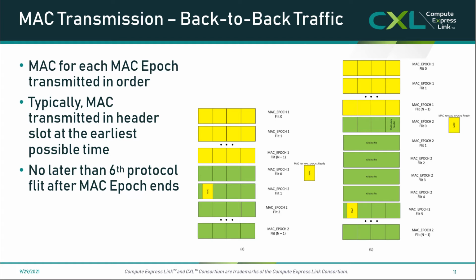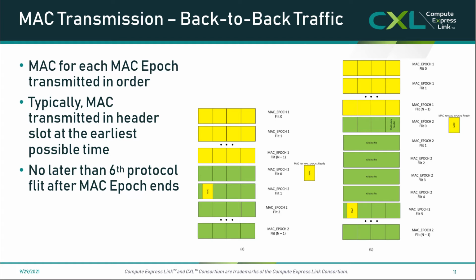Now, when you look at the case shown in figure B, the MAC got ready exactly the same way as before. So flit 0 of epoch 2 was transmitted. In parallel, the MAC was getting ready and is ready at that point. But in flit 0 of MAC epoch 2, there was a multi-data header. When there's a multi-data header, the subsequent flits all become all-data flits. So there could be up to 4 all-data flits, which means this MAC, even though it's ready, the yellow MAC, cannot go out on the link till flit 5 of epoch 2. And at that point, it gets sent as part of the header slot. So this means that the MAC could get delayed beyond even 1 flit.